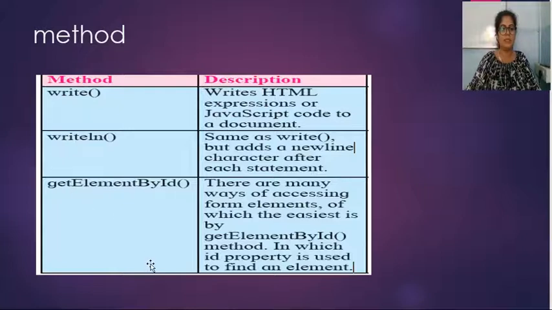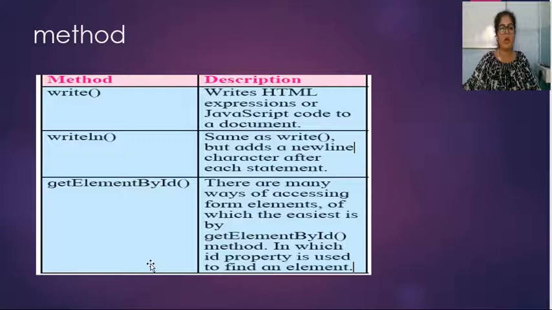Now next is methods. Methods means functions, the functions of the document object model. What type of functions does the document object model perform? Again, you can get a question on whether write is a method of the document object model or not, whether it is a property or a method. It is not a property, it is a method.